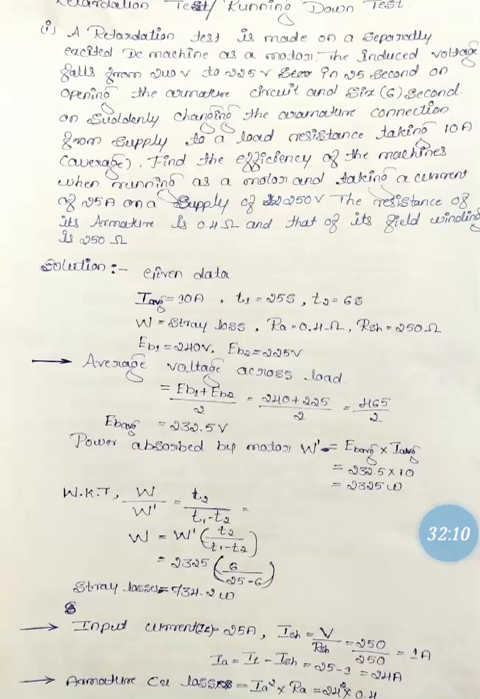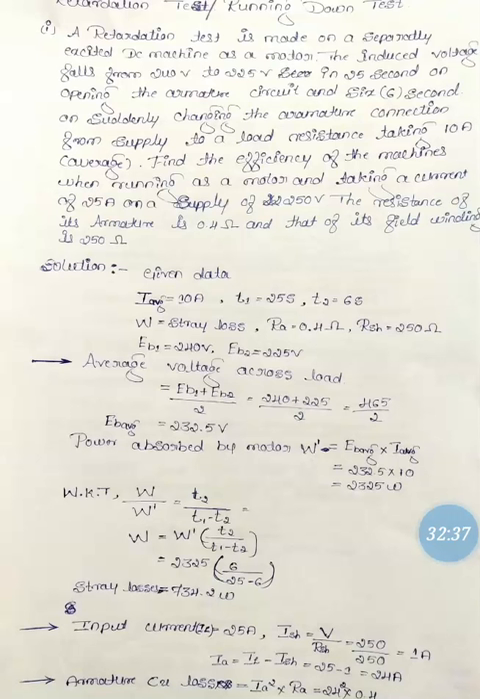Then the input current is given, that is 25 ampere. Then for the shunt field winding current we calculate V divided by the shunt field winding resistance. The shunt field winding resistance is given as 250 ohm. Then we get the shunt field winding current as 1 ampere. Then we need to calculate the armature current. This is the difference between the line current and the shunt field winding current. Then we get the armature current as 24 ampere.